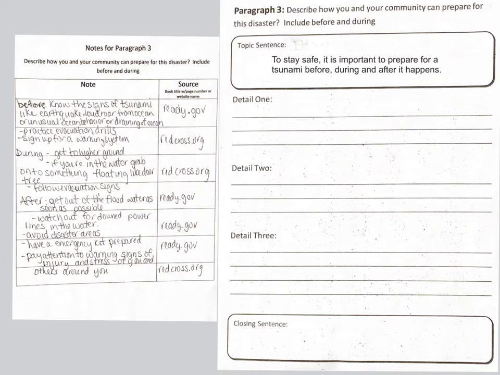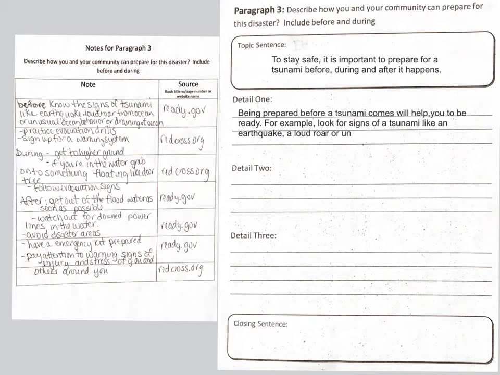So as I begin, I'm going to start with a sentence of my own that I'm going to put my own words about the before preparing. Being prepared before a tsunami comes will help you to be ready. Now I can list some of the details. For example, there's my transition word. Look for signs of a tsunami, like an earthquake, a loud roar, or unusual activity in the ocean.